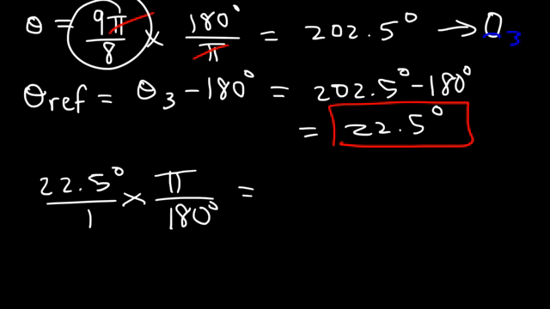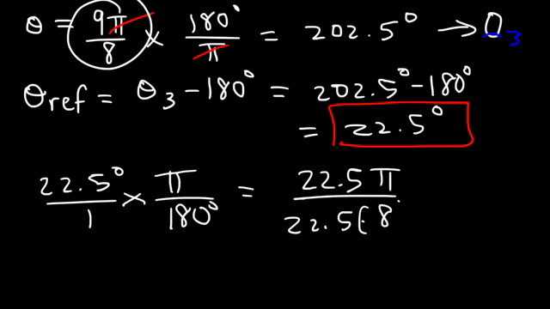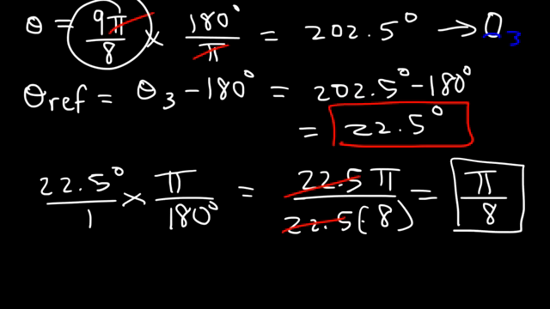Now what I would do is divide it backwards. 180 divided by 22.5 is 8. So you can view 180 as being 22.5 times 8. So you can cancel 22.5. And so the reference angle is simply pi divided by 8.